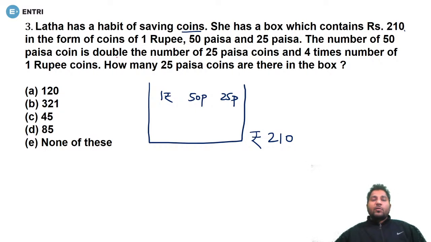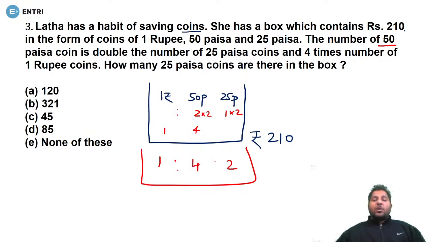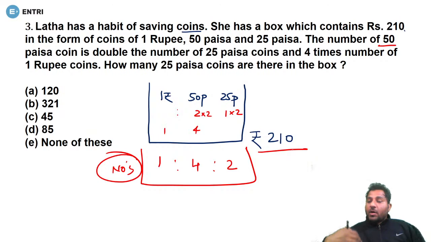The number of 50 paisa coins is double the number of 25 paisa coins, and 4 times the number of 1 rupee coins. So we should equate the 50 paisa coins to put it all in one ratio. We multiply by 2 in the 50 paisa and 25 paisa relation. Now the final ratio becomes 1, 4 and 2. But this is the ratio of numbers, while the data is given in terms of rupees.